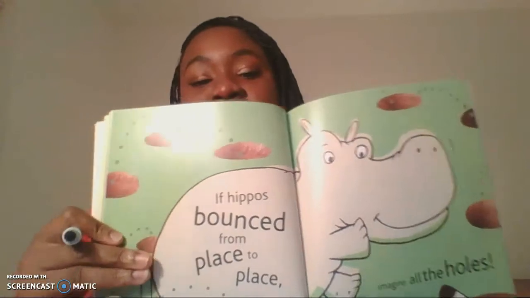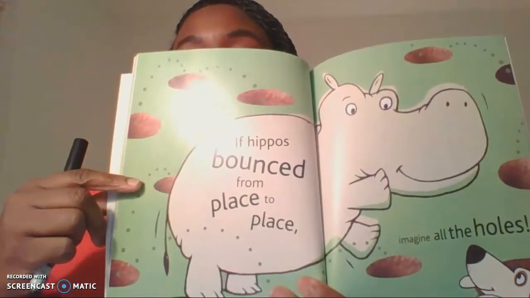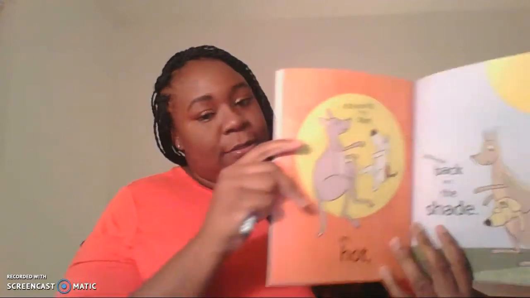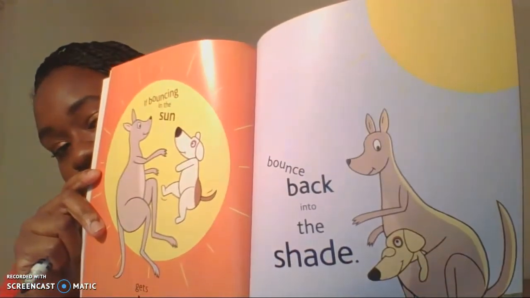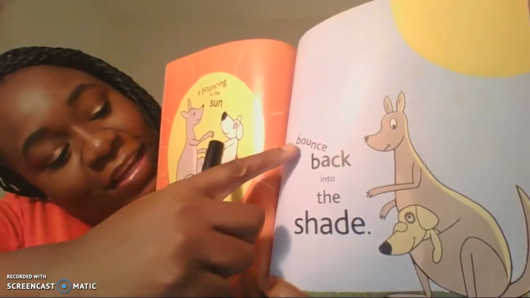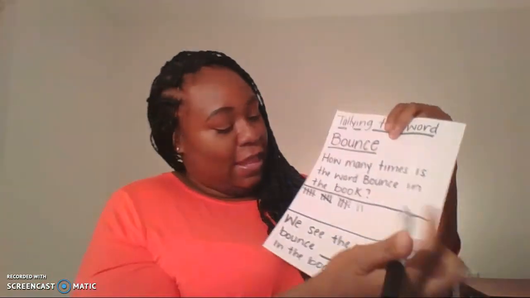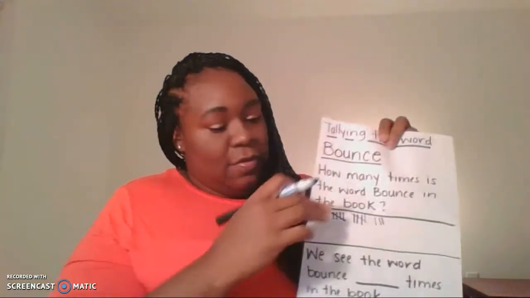So this says bounced. It has a D on the end, so we're not going to count that one, okay? Because we're just looking for the word bounce. Okay, this one says bouncing. Do you see bounce on this page? Yes, can you touch it? Bounce, very good. So Miss Charles is going to make another tally mark. Friends, I think my marker's drying out. Uh-oh.